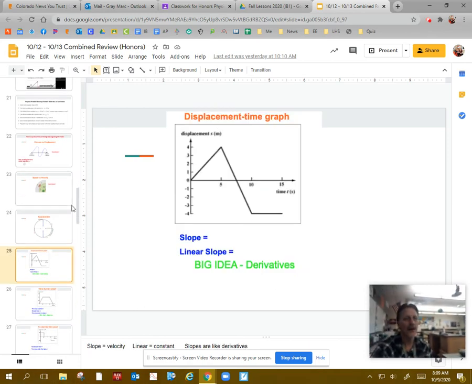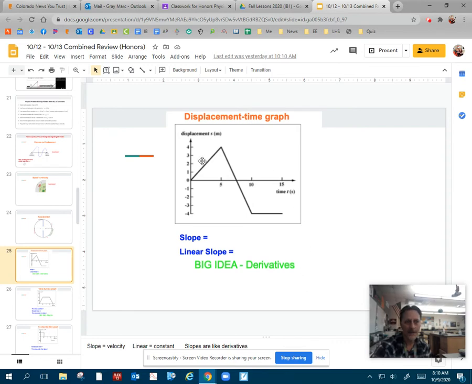We did a lot of work with graphical analysis. If I look at a graph, one of the first things I ask is, what type of graph am I looking at? In this case, I'm looking at displacement with respect to time. I notice that the slope is what we would call velocity or speed. And the linear slope, the fact that it's straight right here, means we have a constant velocity or a constant speed going on.